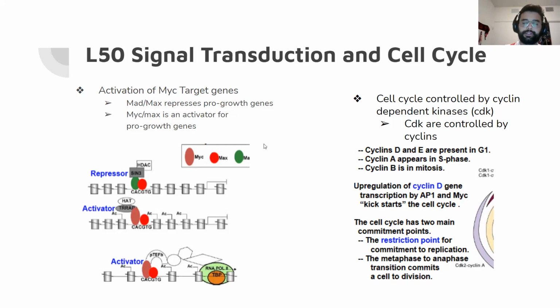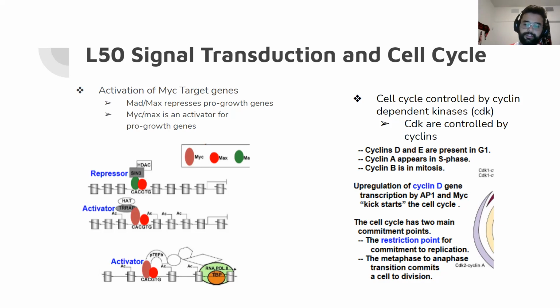So now that we talked about all the gene regulations for cell cycle, we're going to talk specifically about the cell cycle and all the things that control it. The cell cycle is basically controlled all the way by cyclin-dependent kinases. And then our CDKs are in turn controlled by cyclins. We have 4 cyclins that are going to be important to know. Our cyclins D and E, which are present in our G1 phase, our cyclin A, which is present in our S phase, and our cyclin B, which is during mitosis.